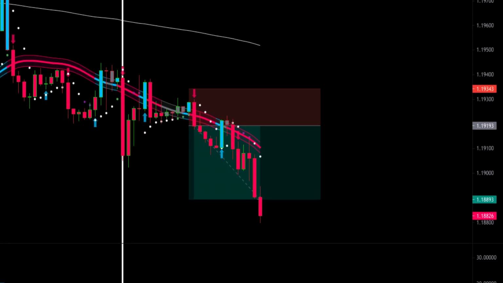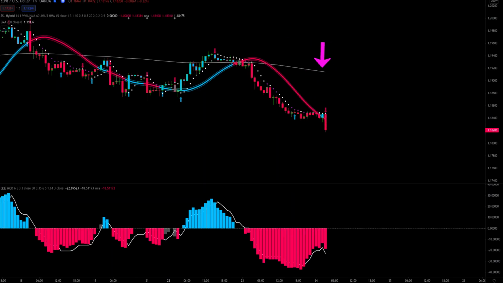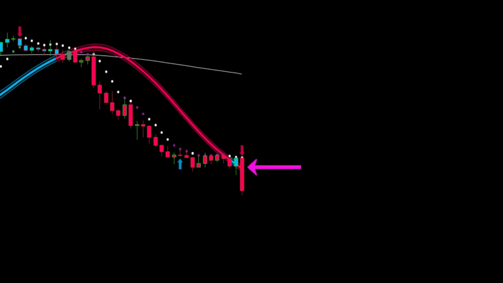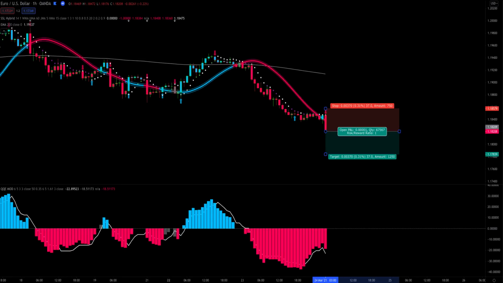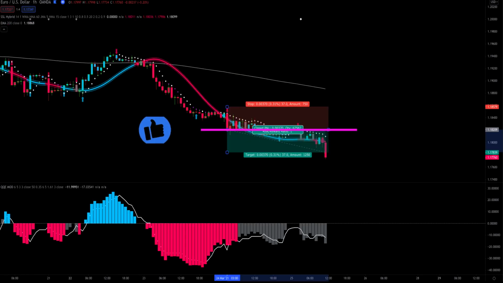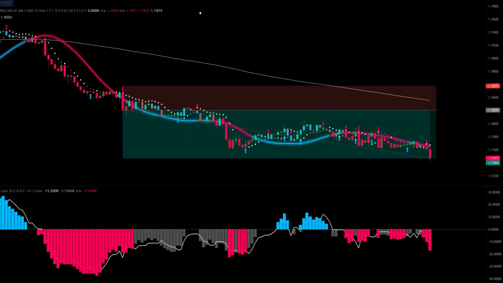I'm going to show you one more quick short example. We have price below the 200 EMA. We have a red bar on the histogram. We have a red SSL channel. This candle is a solid red. And finally, we have a red arrow pointing down, which is our sell signal. We open a sell position when this candle closes and target 1-to-1 for half our position. When 1-to-1 is hit, we move our stop to break even and target 2-to-1 for the other half. And finally, this one hits 2-to-1.